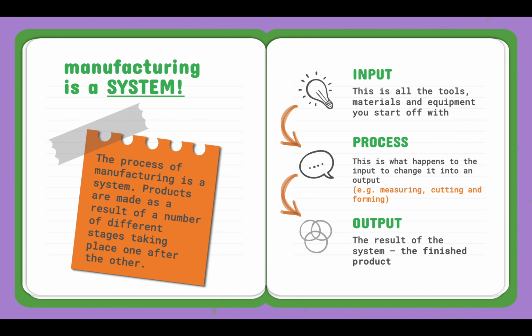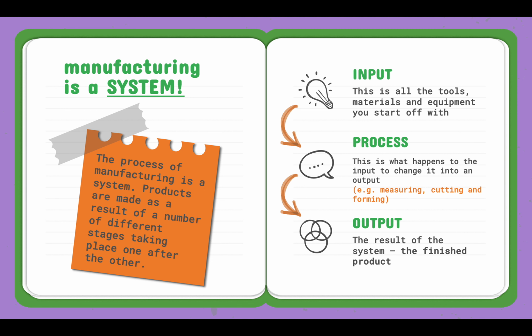Manufacturing is a system. Industry involves manufacturing products, and manufacturing involves several processes that are carried out to create a finished product from some raw materials. For example, metal, textile, and paper. The process of manufacturing is a system, and products are made as a result of a number of different stages taking place one after the other. And these systems can be split into 3 different parts, so let's look at that now.